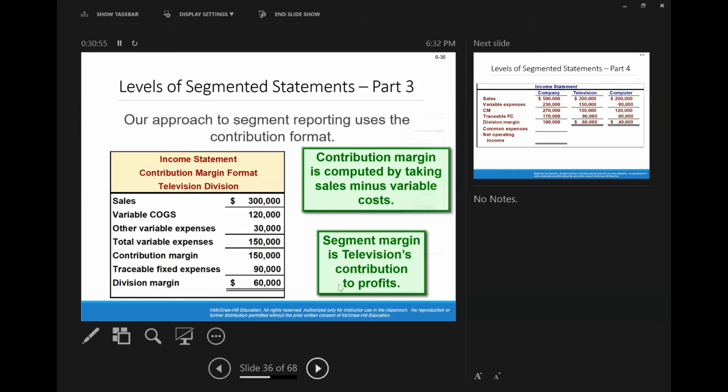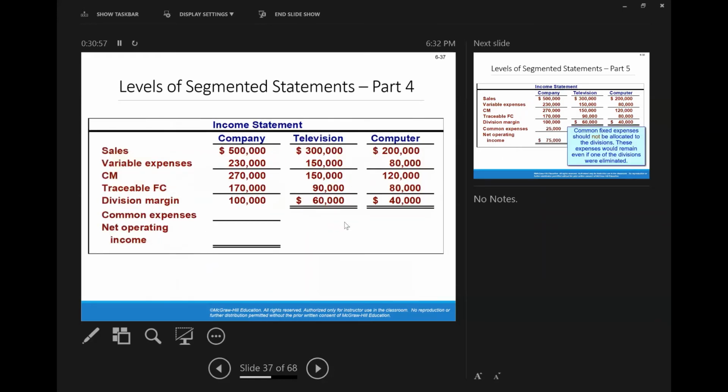Okay, it's kind of the same slide. Here we have television and computer broken out separately, and then we have the company. Here's our television section that we just went over with our sales, contribution margin, and fixed costs. And then here's computer. If you add them going across for the total, the total column is just taking both segments and adding them together.